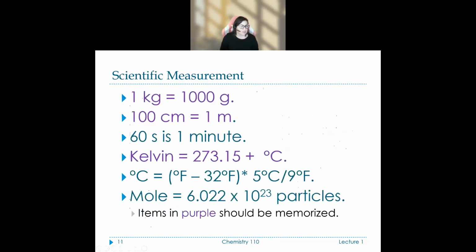1 kilogram is 1,000 grams. 100 centimeters is 1 meter. 60 seconds is 1 minute. Kelvin equals 273.15 plus degrees C.